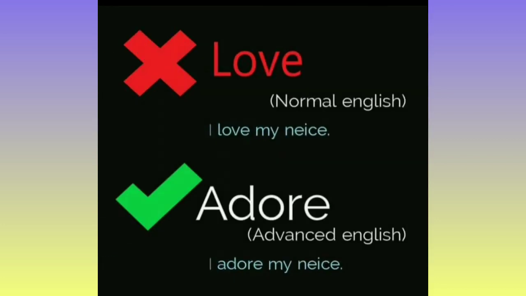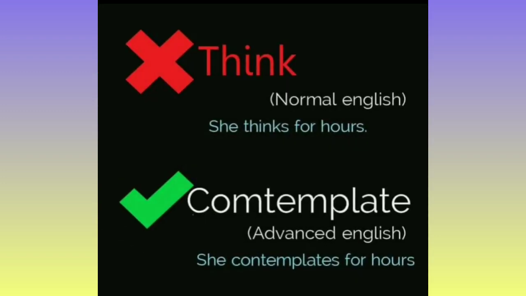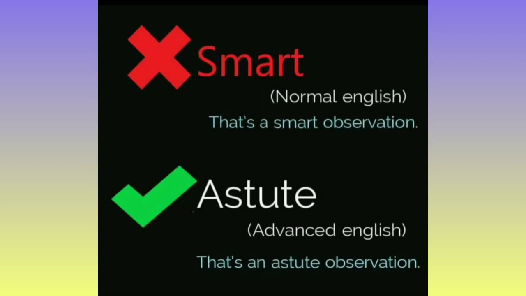And then there is love. I love my niece. Instead of love, you can use adore. I adore my niece. Think. She thinks for hours. Instead of think, you can use contemplate. She contemplates for hours. Smart. That's a smart observation. Instead of that, you can use astute. That's an astute observation.